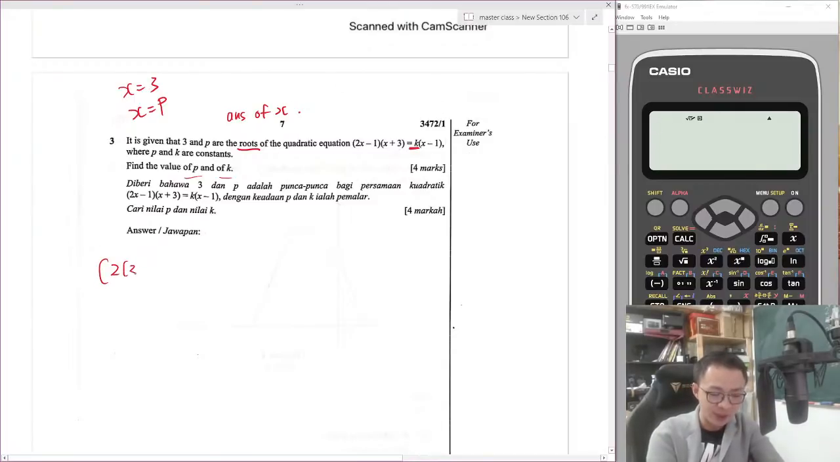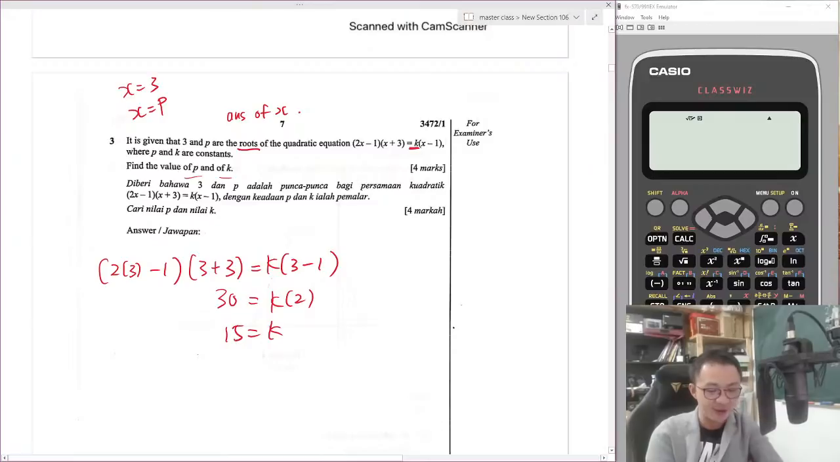So 2 times (3 minus 1) and then (3 plus 3) equals k, (3 minus 1). Alright, so 6 minus 1 is 5. 5 times 6 is 30. This one you get 2. So k is 15. Alright, I get a k already. And then I want to get a p.